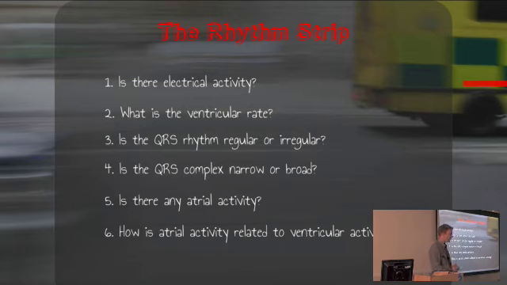So if there are P waves, is every P wave followed by a QRS complex, or have some of them dropped? And is the PR interval constant? Is there any association at all between the P waves and the QRS complexes? So with those six questions, I think you can get to the bottom of virtually every single rhythm.